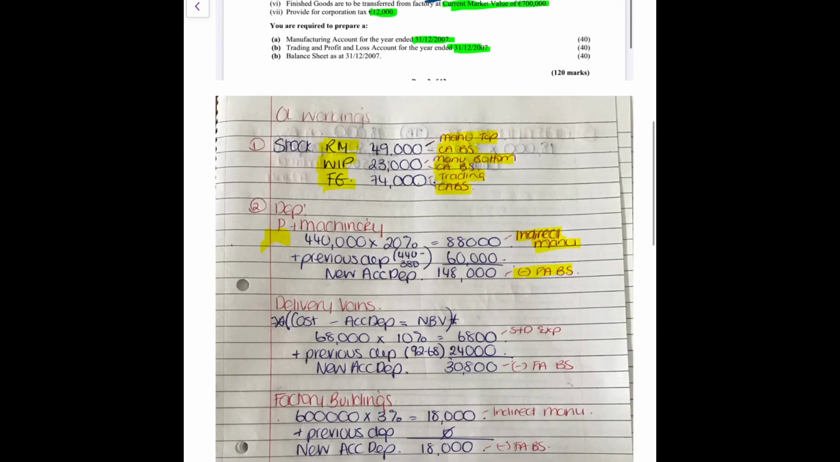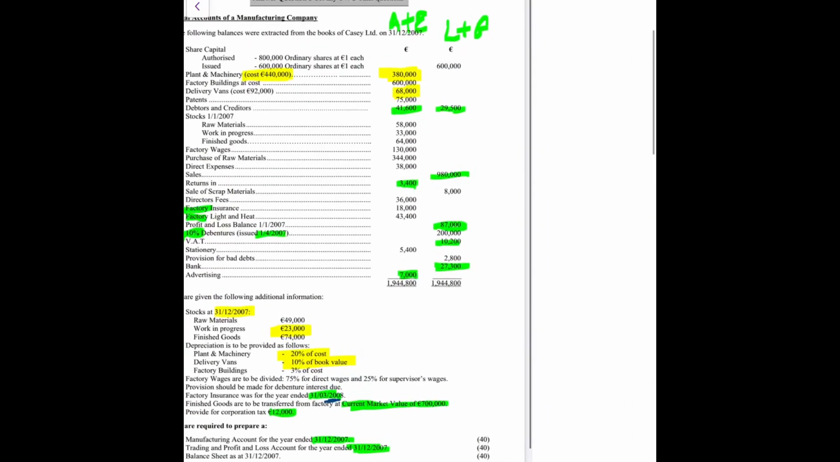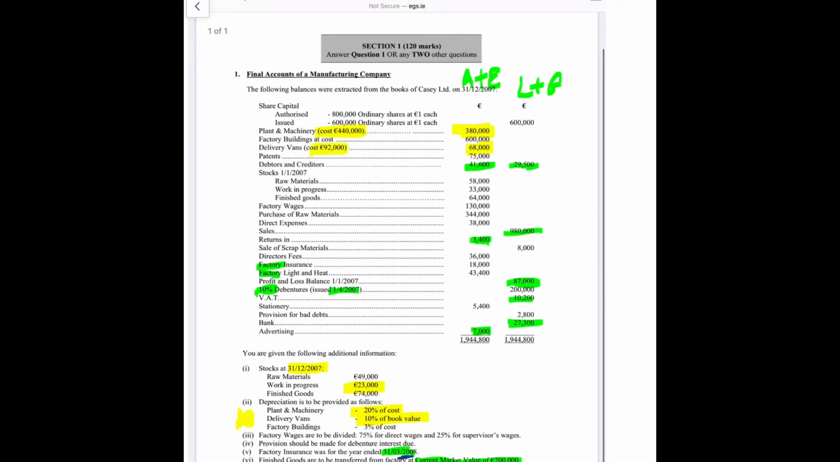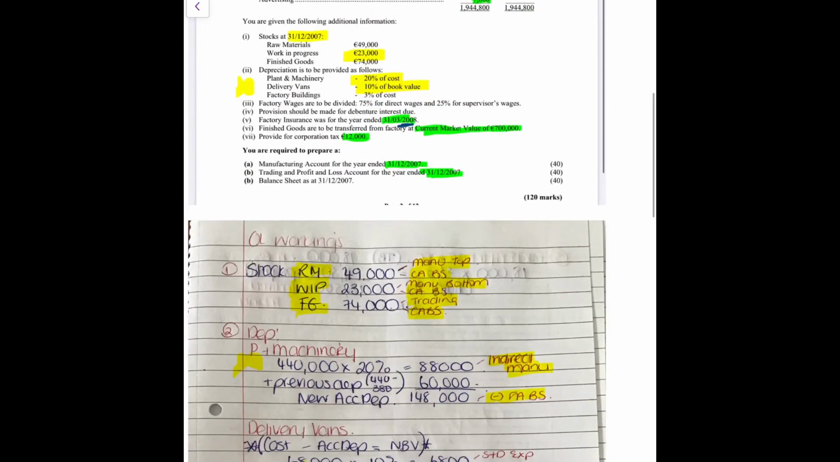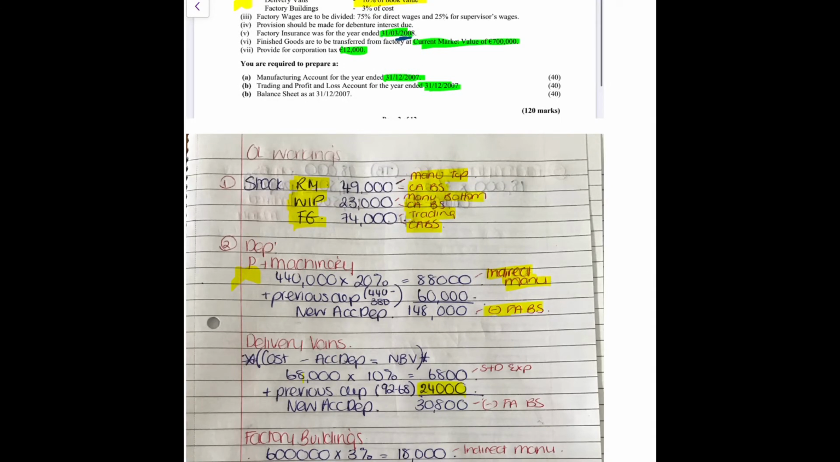So going back down here, we've got 68 by 10%, which is €6,800. Delivery vans are used to distribute goods, so it's going in as a selling and distribution expense in the profit and loss account. So that's not going into the manufacturing account. Then you're following through with the same step. You've got to add on your previous depreciation. So I'm getting that from subtracting the 92 minus the 68, which gives me €24,000. So 6,800 plus your 24, which will give me a total of €30,800, and that gets taken away from the fixed assets in the balance sheet.